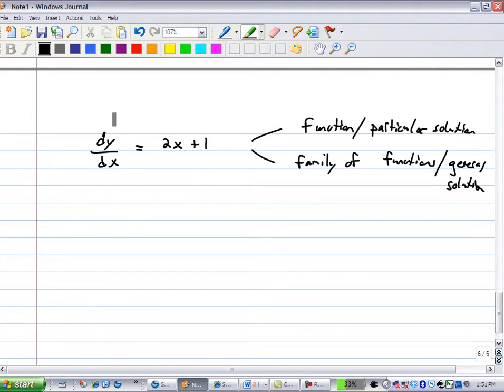So this one just says, hey, there's a function y such that its derivative is 2x plus 1. Can you guess what that function is? x squared plus x. Now that's one of the functions that has a derivative of 2x plus 1. But ultimately, there's infinitely many functions whose derivative is 2x plus 1. So you need the plus c there. So c could be any number.